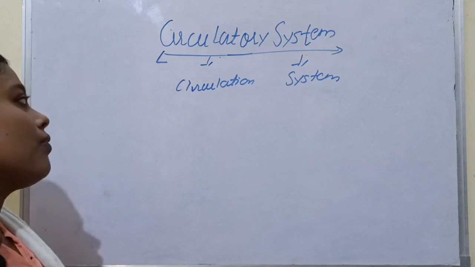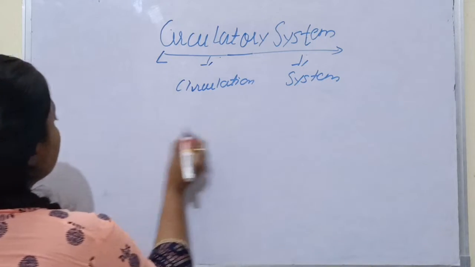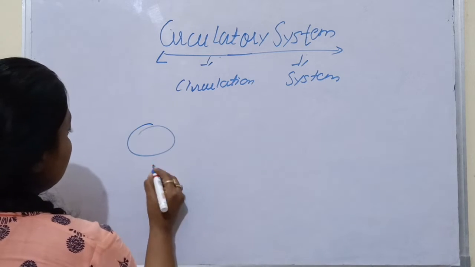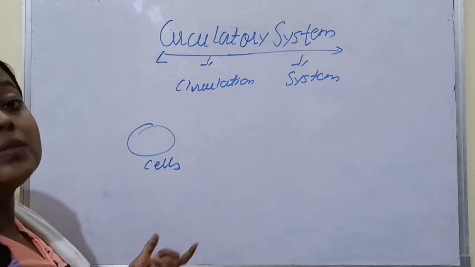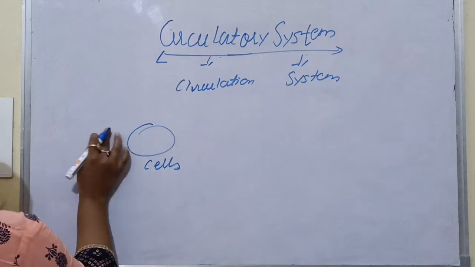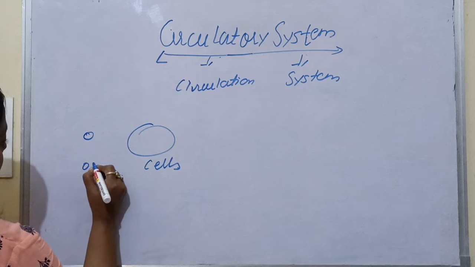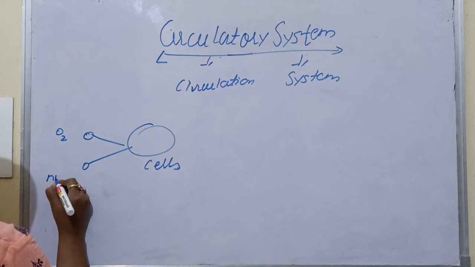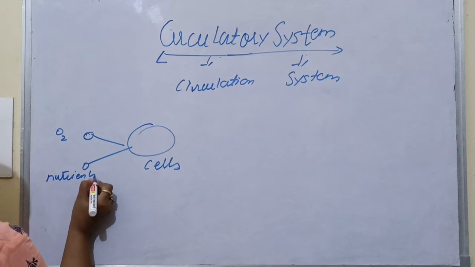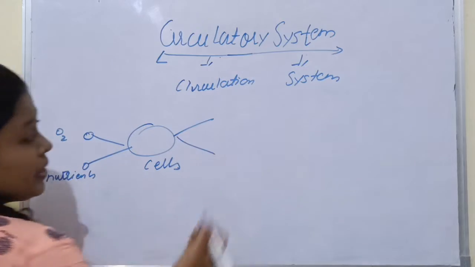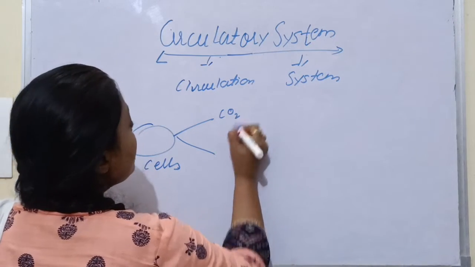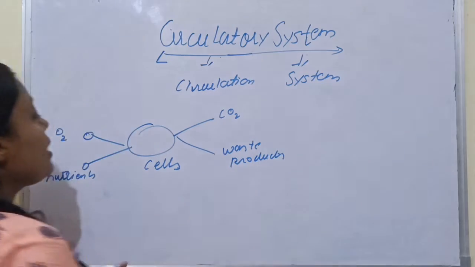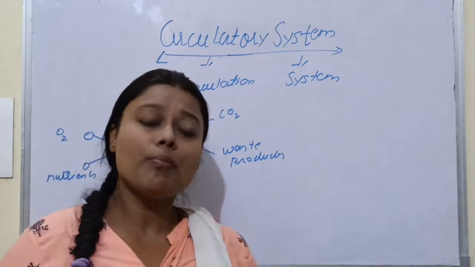Friends, as we all know, our body is made up of cells. There are some substances which can be transported to these cells, like oxygen and nutrients, and there are some substances which can be taken away from these cells, like carbon dioxide and waste products. Why are these taken away from these cells? Because these are harmful for our body.